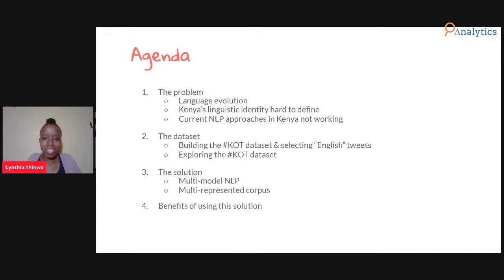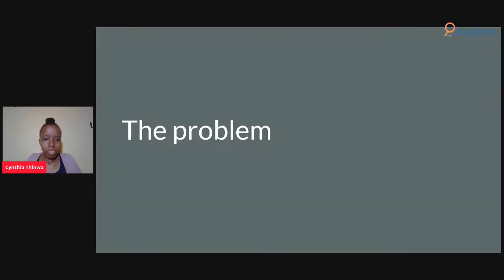So today's talk will be split into 4 key parts: the problem, the data set, the solution, and benefits of using this solution. At the end of the talk, we will have a few minutes for question and answer. But if you have any questions in the course of the talk, you can feel free to drop them in the chat. So we start with the problem.